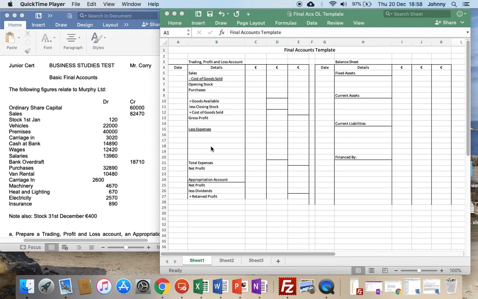Okay, here's how to do the trading profit and loss. A simple trading profit and loss, which would have been given as part of a class test when you're in second year. So first thing we do is we lay out the blank document.